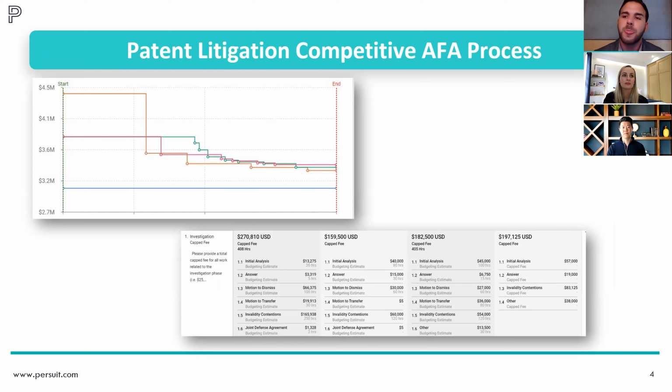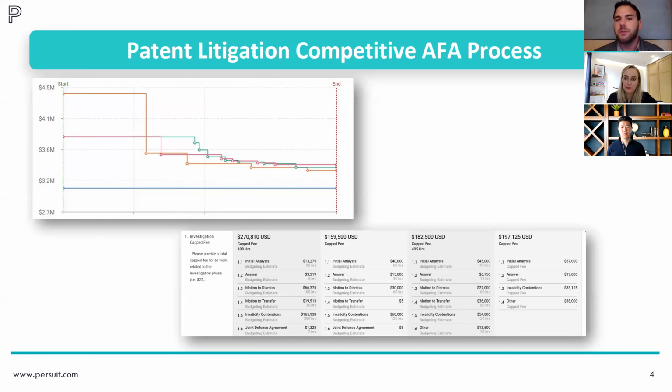on their fixed fee because they could see how much higher their price was than their competitors, and they had an opportunity to revise their price. So to address the client's concern about overpaying, if you're just negotiating an AFA with one firm, you might overpay because you have no idea where the competition stands, and you're not giving the firms an opportunity to revise their price based on feedback on where the market rate is.